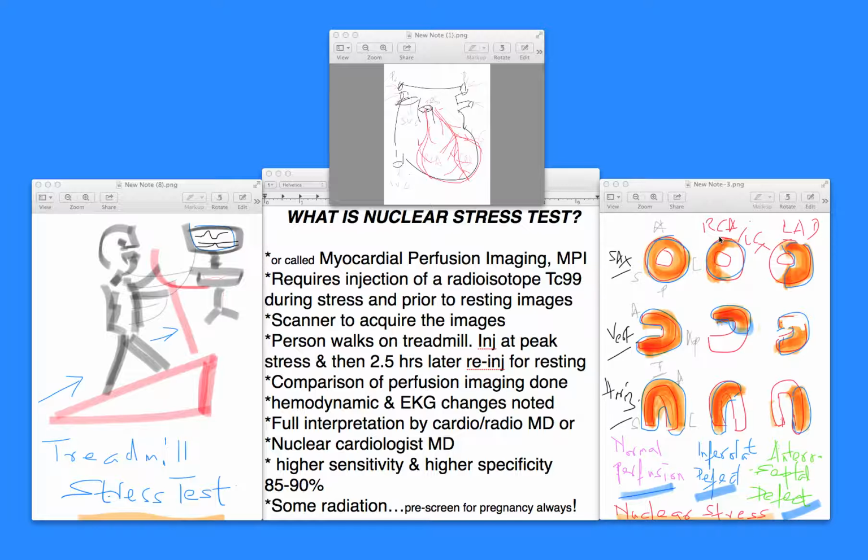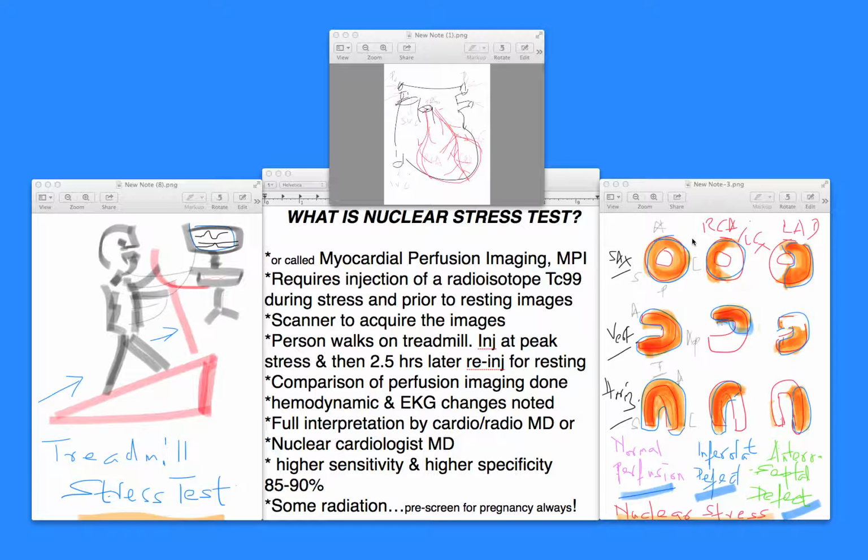However, during this, even in resting, if they look like this, then we have a problem. That is a fixed defect. So a reversible defect, if it reverses in rest, it looks like this. If it reverses in rest, looks like this. If the whole thing reverses in rest, looks like this.